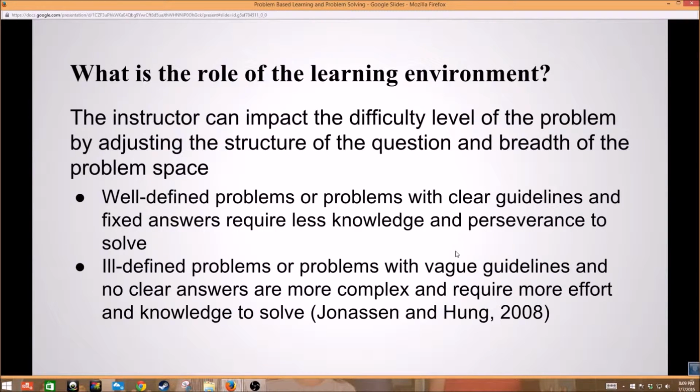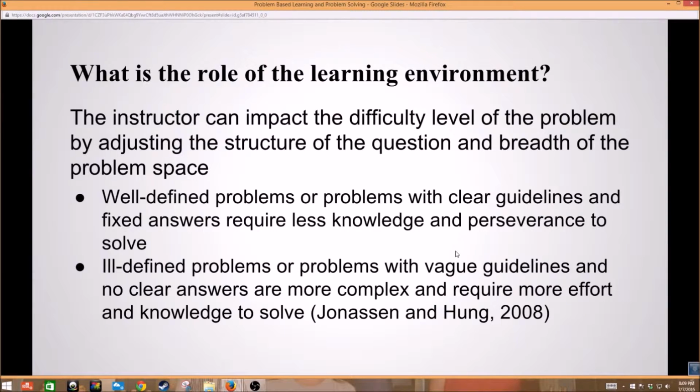What is the role of the learning environment? The instructor can really manipulate the problem space to best facilitate learning. By doing this, the instructor impacts the difficulty level of the problem by adjusting the structure of the question and the breadth of the problem space.